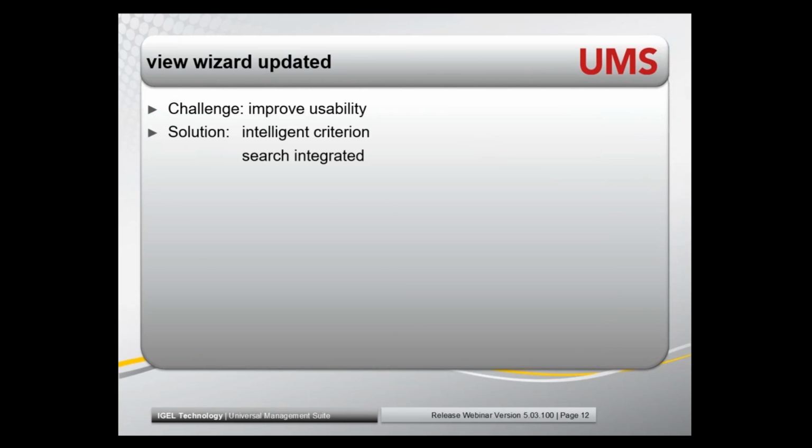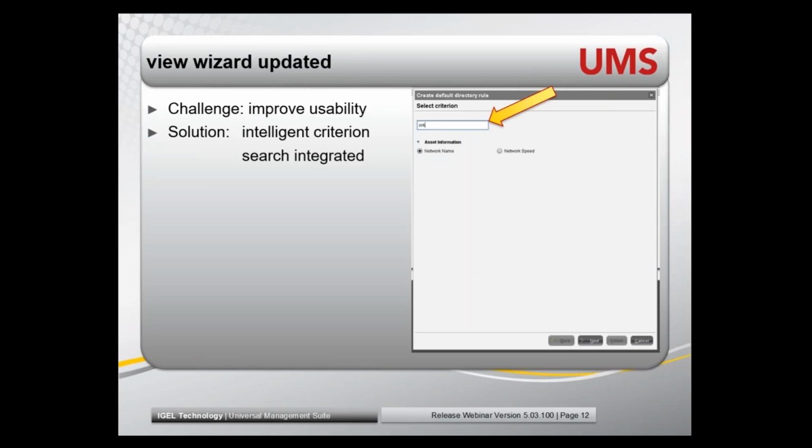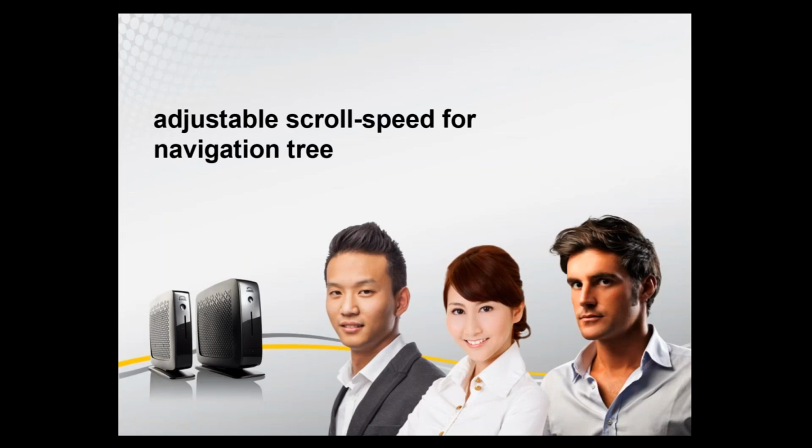And the next solution is the intelligent criterion search, like we had it before, but now we are not looking for DA, we are looking for orgs, and we will find orgs in the name, network name, and network speak. Same functionality, different example. That's about views and default directories.